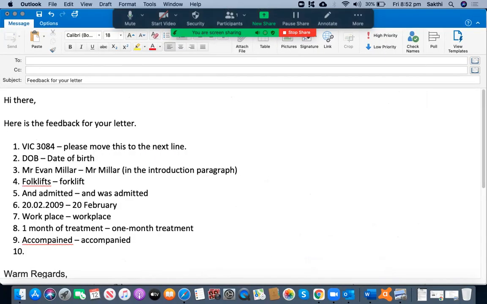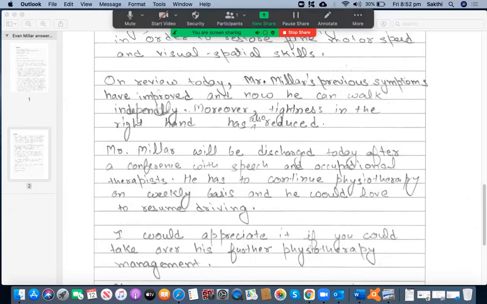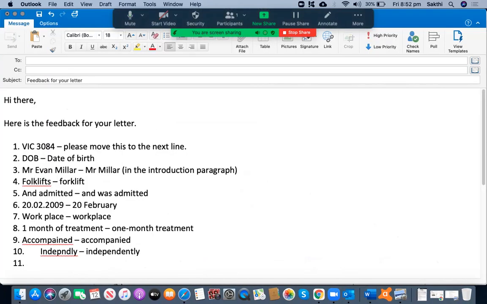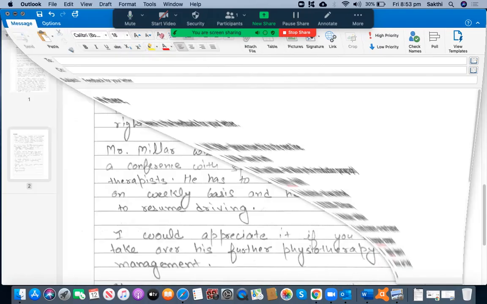Okay, let me write it down. That's what you have written, but that's wrong. It's actually spelled independently. Moreover, okay, moreover needs to be removed. Moreover needs to be replaced with something else. Maybe you could have used apart from that. Okay. Apart from that, comma. So moreover should have been replaced with apart from that. All right. Okay. Let's go to the next one.